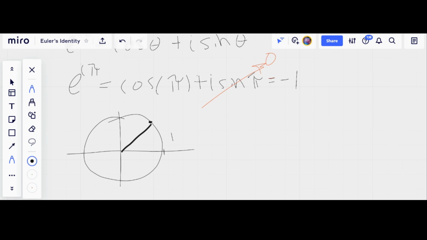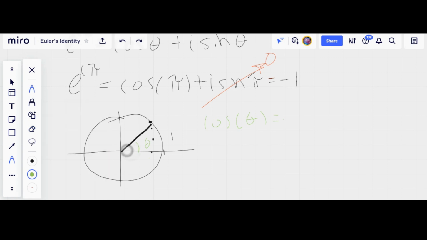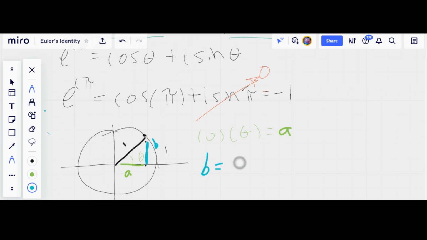Now, the angle between the x-axis and this line is θ. Now this is all just trig stuff, should be all review. Remember that the cosine of θ gives you this length down here. So the cosine of θ is simply equal to this leg of the triangle. And again, let me emphasize that this is the unit circle by saying that this length here is 1. Now, this is equal to a. b is just going to be the sine of θ.